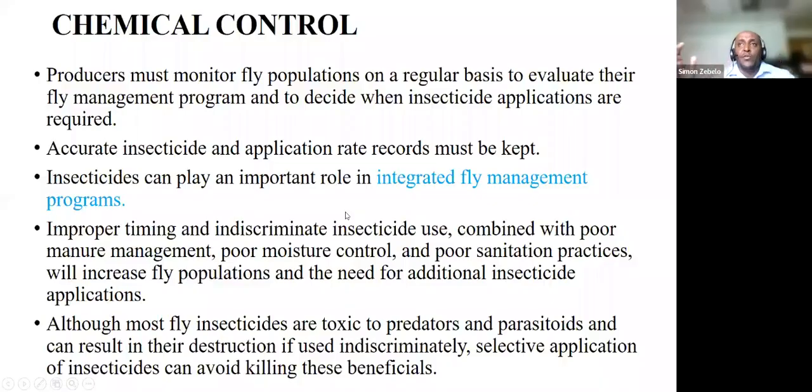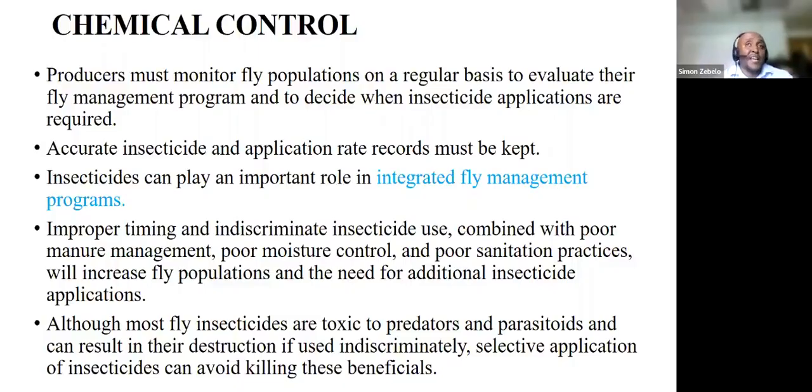Pesticides, chemical pesticides, are part of integrated pest management. Improper timing and indiscriminate insecticide use, combined with poor manure management, poor moisture control, and poor sanitation practice, will increase the fly population, and indeed it will also increase insecticide costs. In turn, it increases production costs. Most fly insecticides are toxic to predators and parasitoids and can result in their destruction if used indiscriminately.